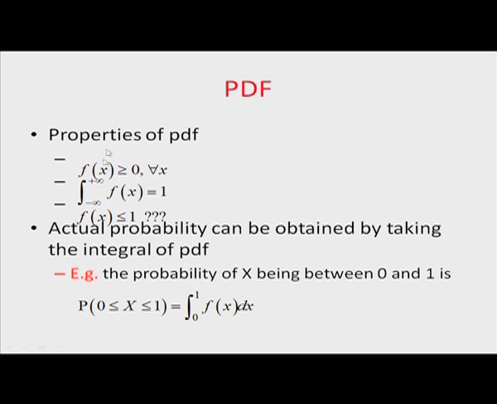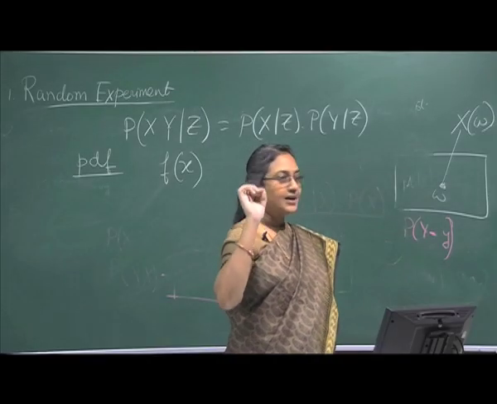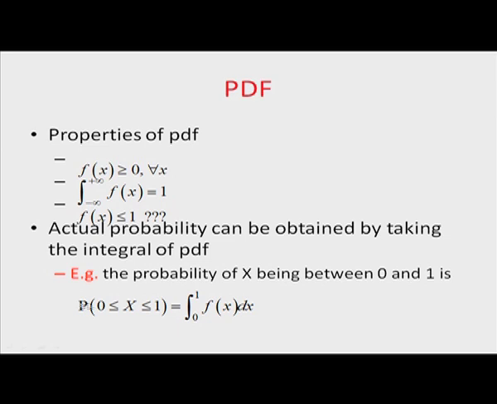So properties of a probability density function: for any x, f(x) is greater than or equal to 0, and the integral from minus infinity to plus infinity of f(x) equals 1. This is the axiom of probability in the continuous space. The actual probability can be obtained by taking the integral of the PDF, because we have points. At each point the probability can be very small. So we can look at probability within a range. Probability that x takes a value within the range 0 to 1 is given by this definite integration from 0 to 1 of f(x) dx. This gives the probability in this range.